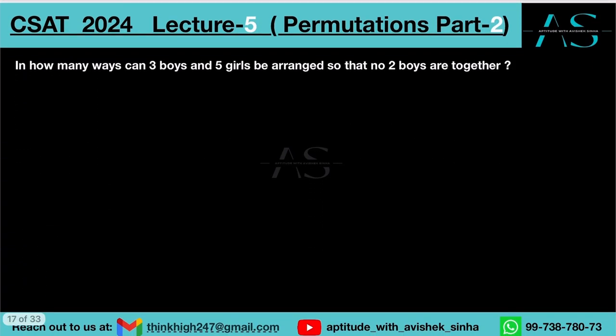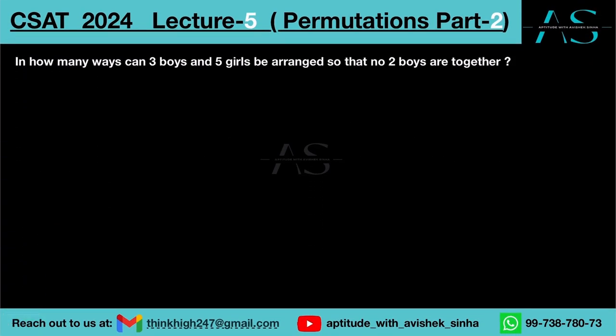Let's look at another question of a boy and a girl. How many different ways can 3 boys and 5 girls be arranged so that no 2 boys are together? Now just think about it. I'll not solve this question. This will be your homework. Let's see how much you have understood permutation.